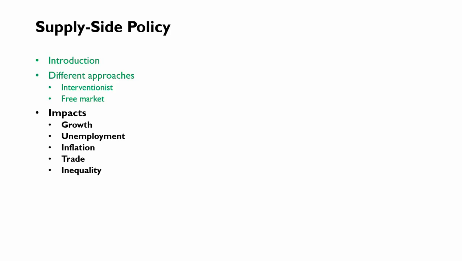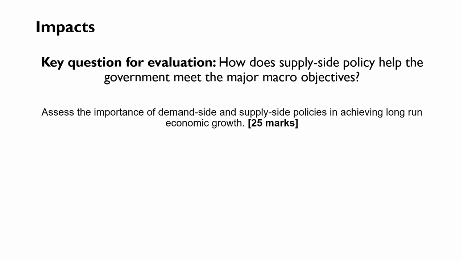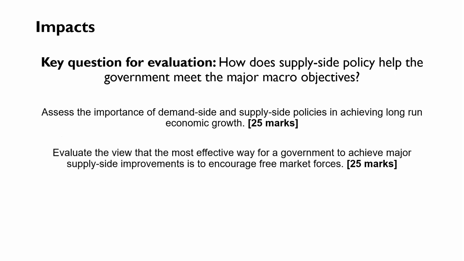Let's talk about the impact of successful supply-side policy on all of our major objectives. Here's the key question for evaluation. How does supply-side policy help the government meet its major macroeconomic objectives? We might deal with questions like this: assess the importance of demand-side and supply-side policies in achieving long-run economic growth. Or evaluate the view that the most effective way for a government to achieve major supply-side improvements is to encourage free market forces. We should be able to have a decent stab at answering these questions from what we've seen already.